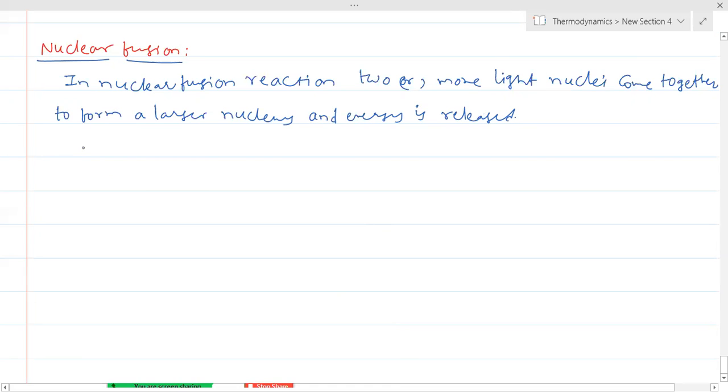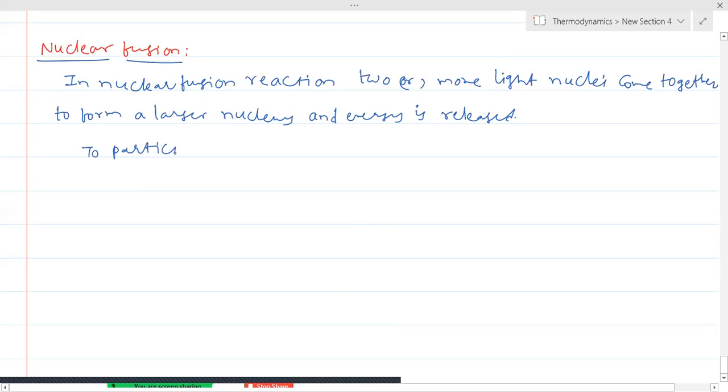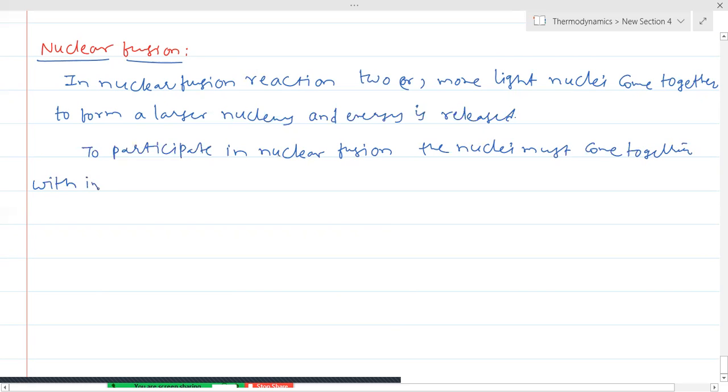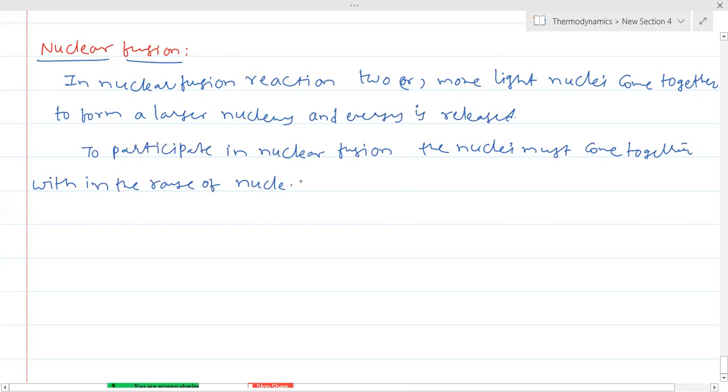But the desired condition to participate in nuclear fusion is that the nuclei must come together within the range of nuclear force. Within the range of nuclear force means in the order of 1 Fermi, we need to bring the nuclei.